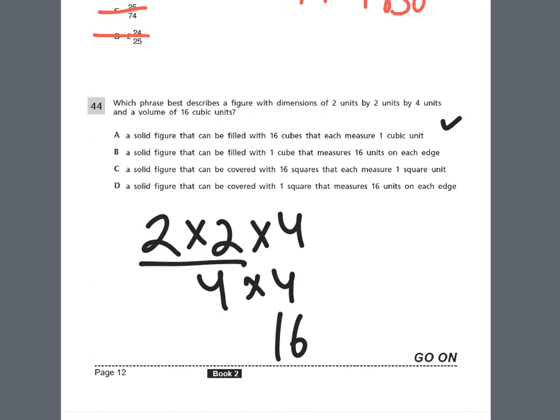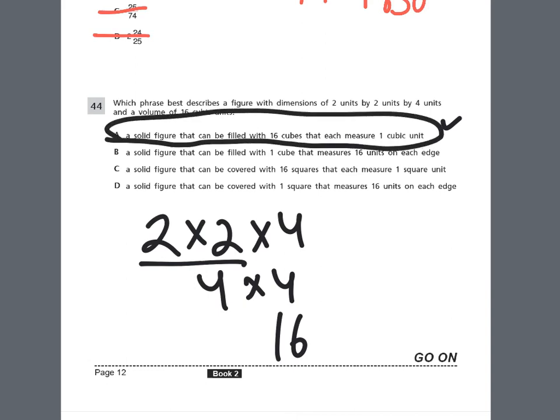C, a solid figure that can be covered with 16 squares? No, we're not talking about squares because this is 3D. D, a solid figure that can be covered with 1 square that measures? No. So it'll be A. You would fill it up with 16 cubes. And each one is 1 by 1 by 1.